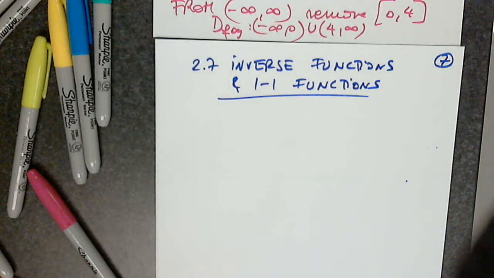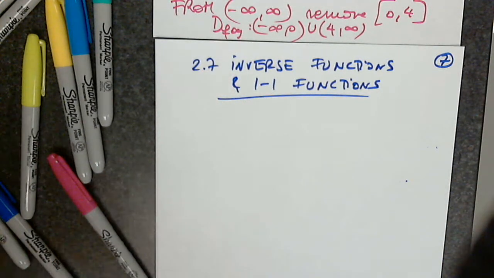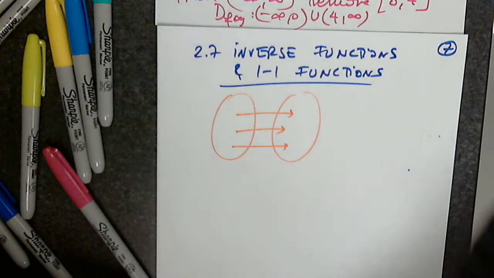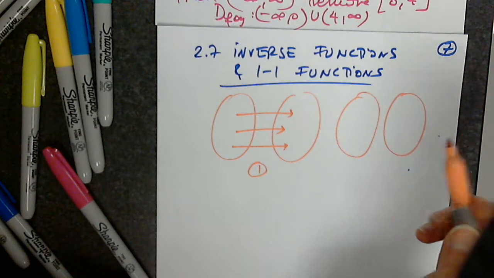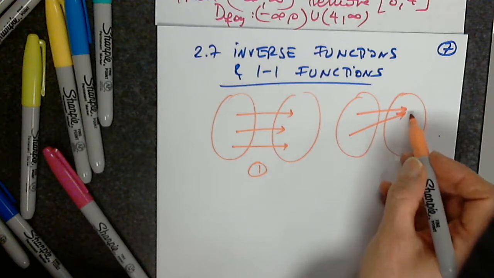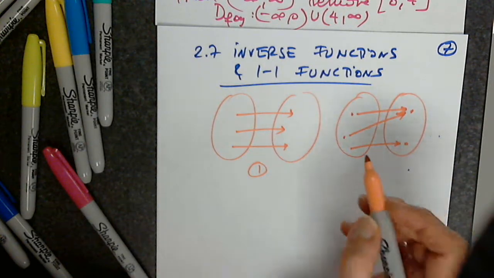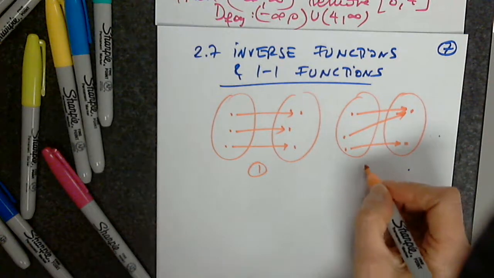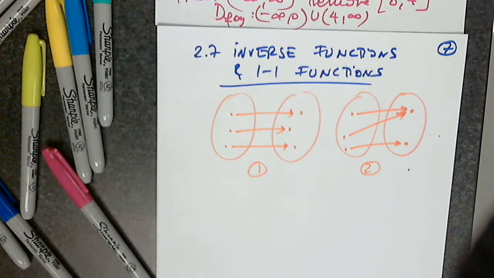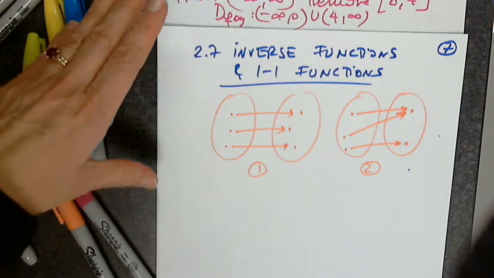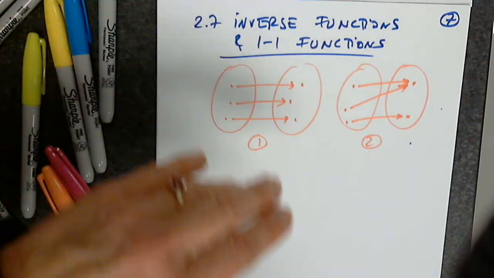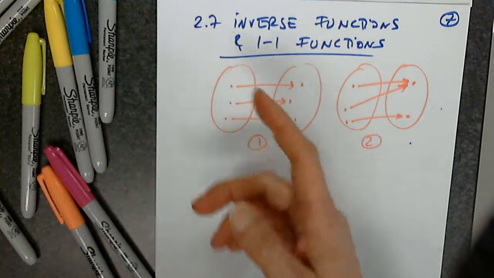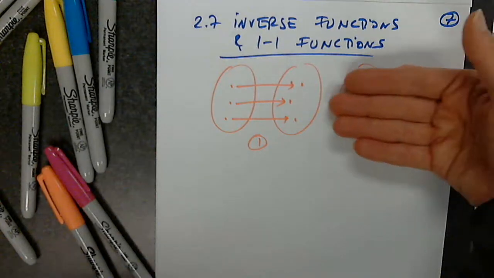Now, if you remember, we looked at two different situations in which two pairs of bubbles represented functions, right? Here was case number one, and this was case number two. Any number you want in there. And we said that one has a special property that the other one does not. This one has the property that if I want to go backwards, this is a function. This one does not have that property. If I want to go backwards, this is not a function.